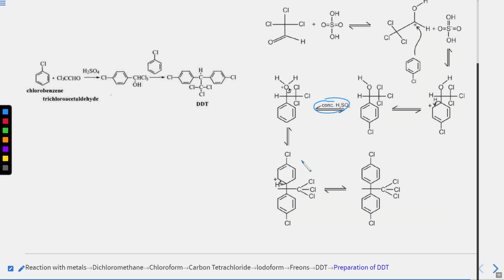Now we again get a positive charge here, because after this departs, we get a positive charge on this part. Now we introduce another mole of chlorobenzene. It attacks here, and again this H is removed, and we get our DDT. It is the same as this, so do not get confused. We could write it like this. It is the same structure of DDT which I showed earlier, only the way of writing it, or the orientation, is different.